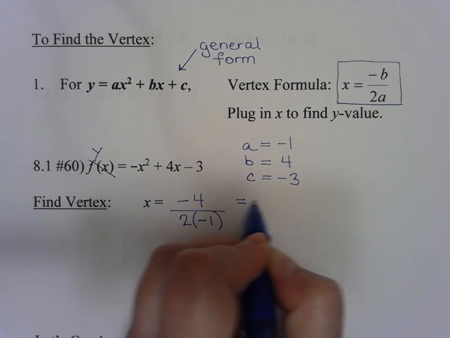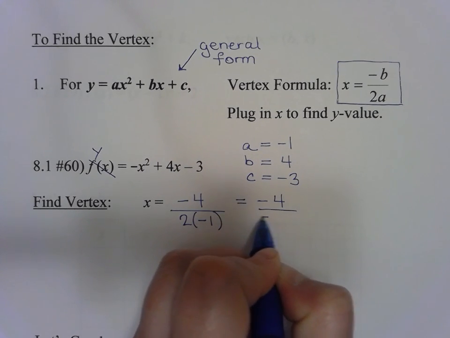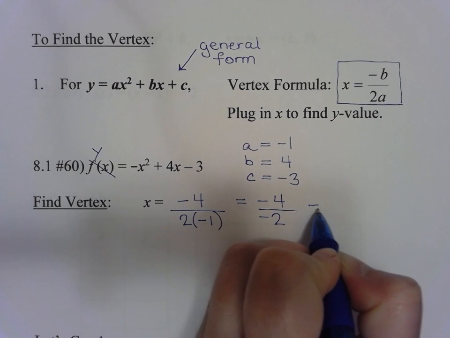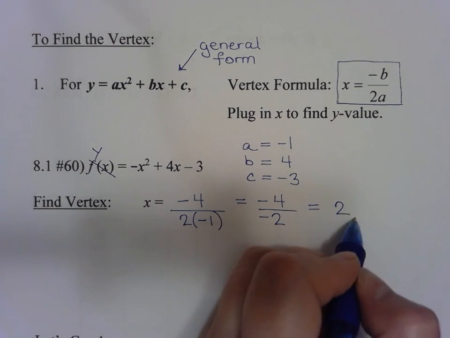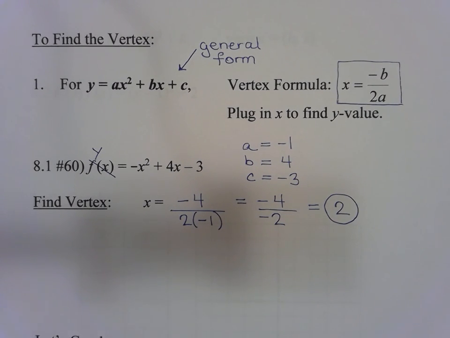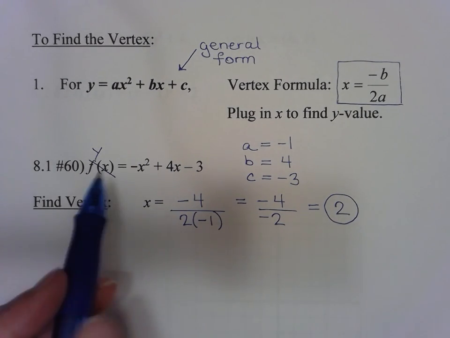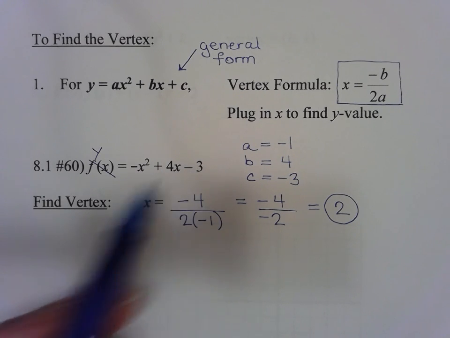So that gives us -4 divided by -2. A negative divided by a negative is a positive. Right, so this is my x value. Now I want to take that x value and plug it into my formula to find the y.